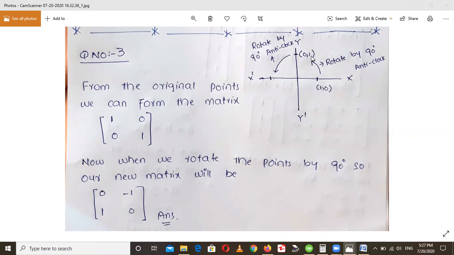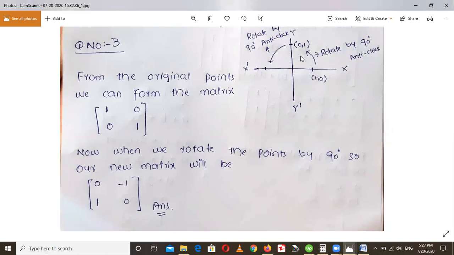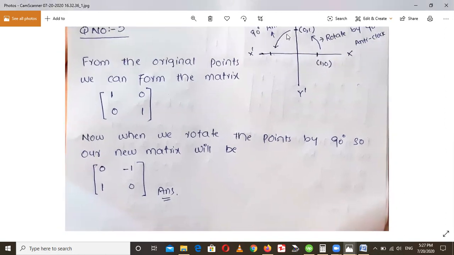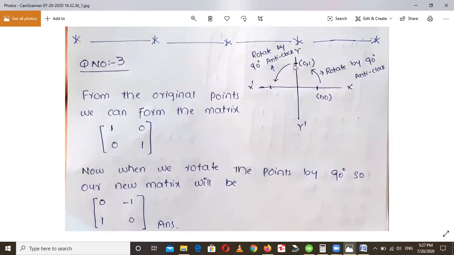Now what I will do, I will rotate this point in the opposite direction of the clock. That we call the anti-clockwise direction, by 90 degrees. So I will move this point from this location to this location. Just wait a minute. From this to this location, and this point will be moved from here to here. Now, from the original points, look at the question. From the original points, we can form the matrix. One point is this and one point is this.